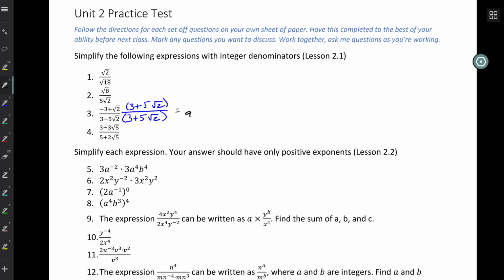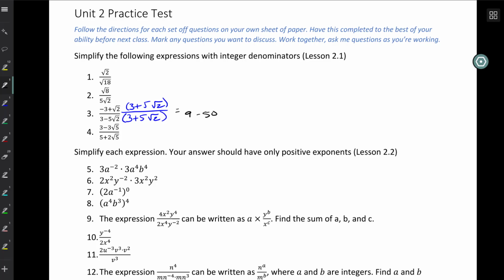We square the first term, so 3 times 3 is 9. And then we square the second term. 5 times 5 is 25. And then multiply that by 2, because the square root of 2 squared is 2. So that's going to give me minus 50.